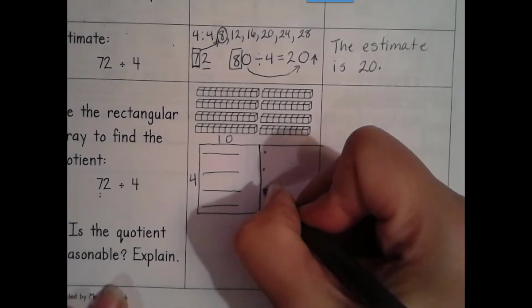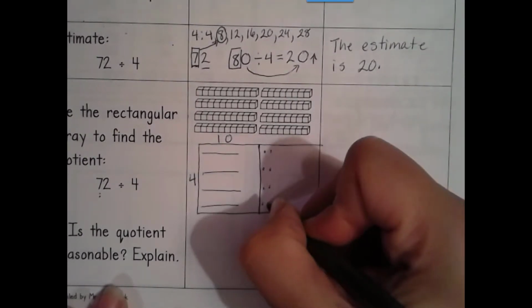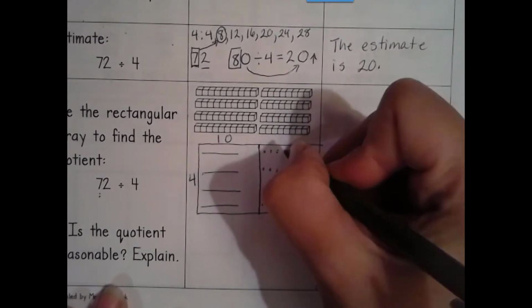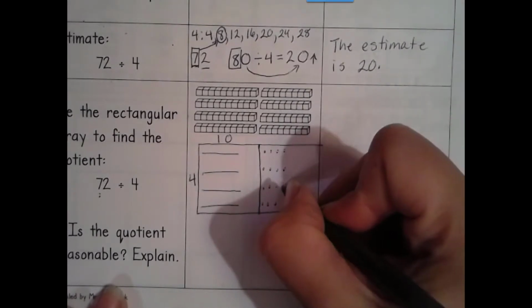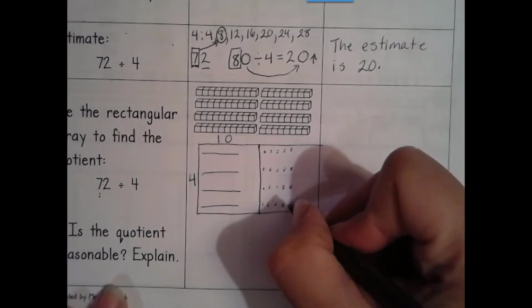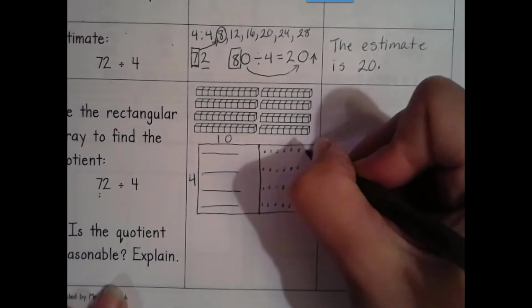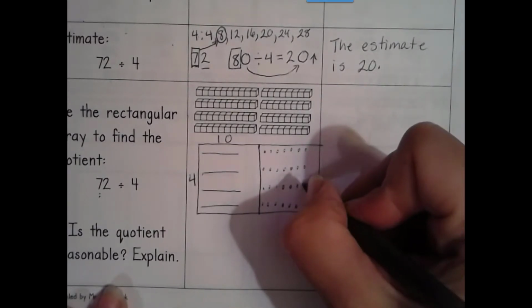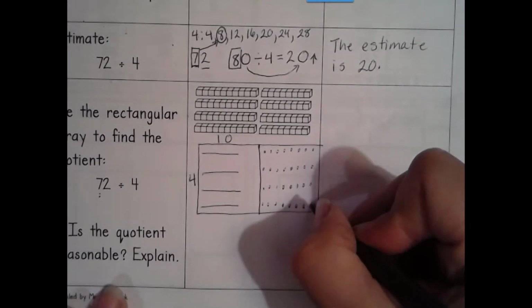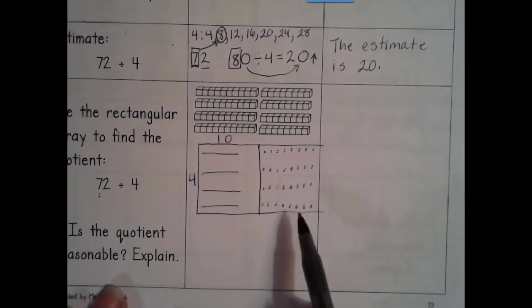41, 42, 43, 44, 45, 46, 47, 48, 49, 50, 51, 52, 53, 54, 55, 56, 57, 58, 59, 60, 61, 62, 63, 64, 65, 66, 67, 68, 69, 70, 71, 72. I have a total of 72 blocks represented.